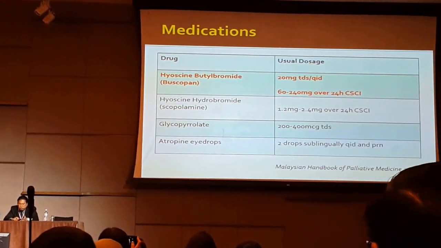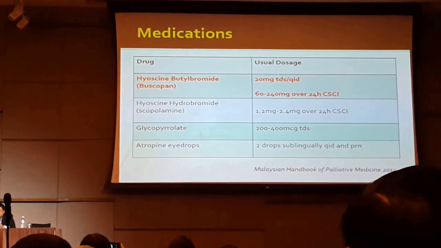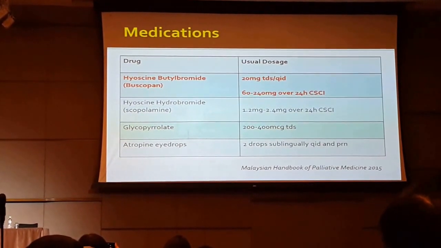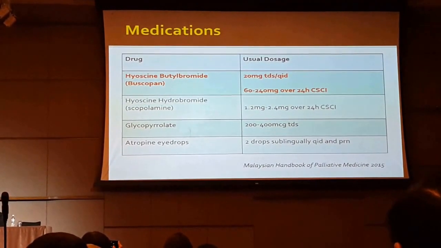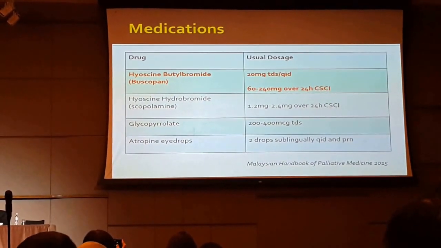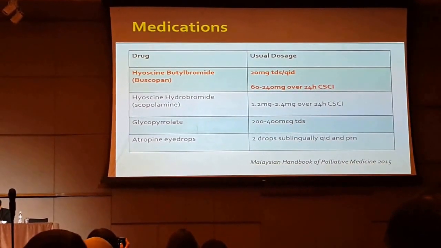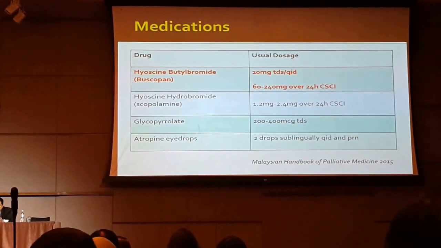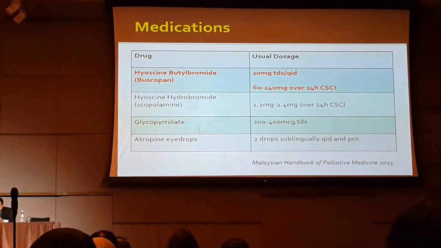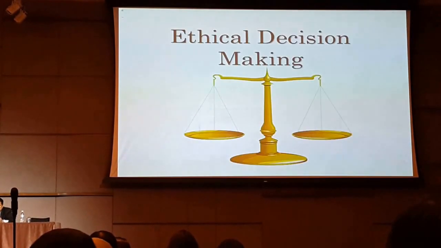of suctioning. We would use something like an anticholinergic, and very simply and easily available is Buscopan, hyoscine butylbromide, 20 milligrams TDS or QID. It can be given subcutaneously as well, and as a continuous subcutaneous infusion of 60 to 240 milligrams over a 24-hour period.